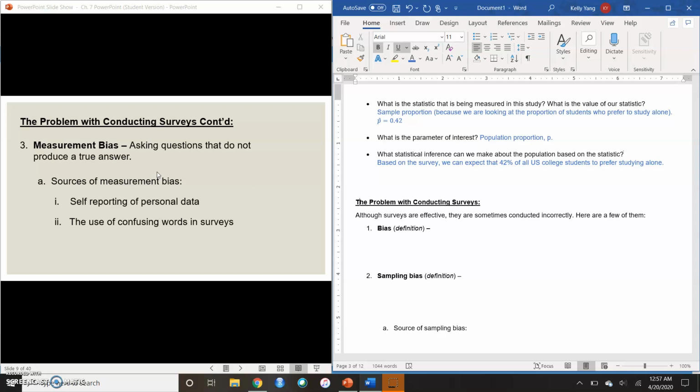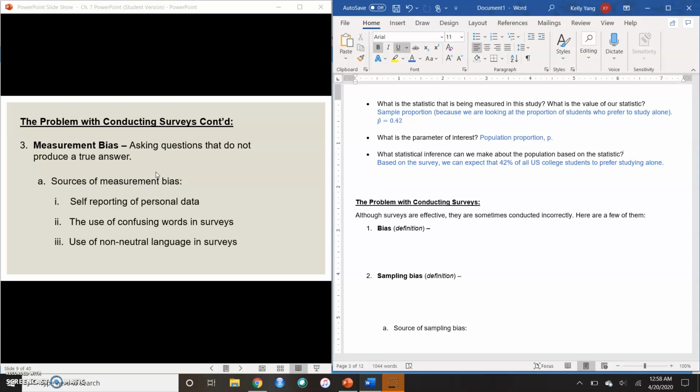Number two, the use of confusing words in surveys. Using confusing words can make a survey complicated. A lot of people won't understand what you're trying to ask, and when the survey taker does not understand, that might lead to an answer that doesn't even answer the survey question, which can lead to measurement bias.